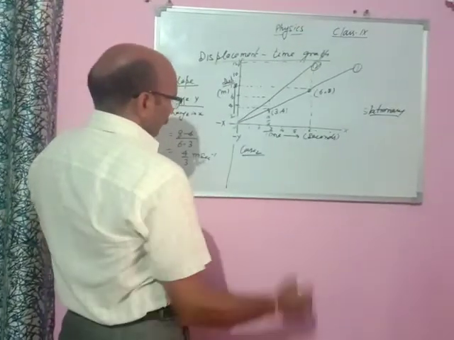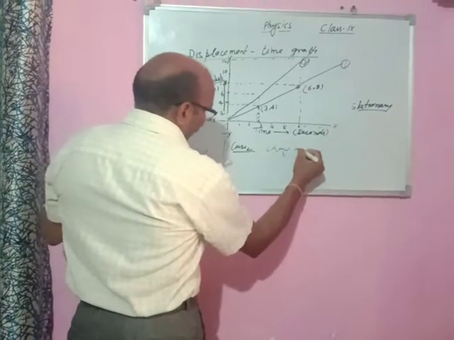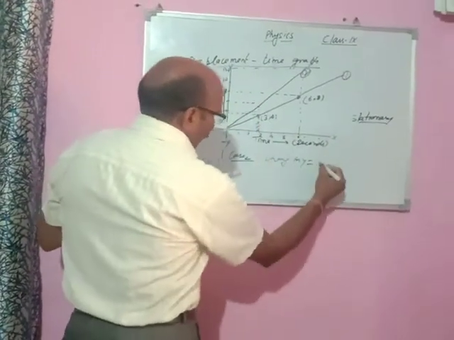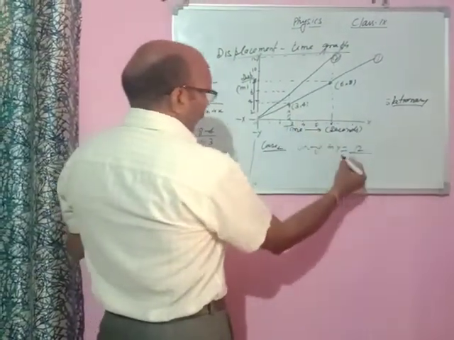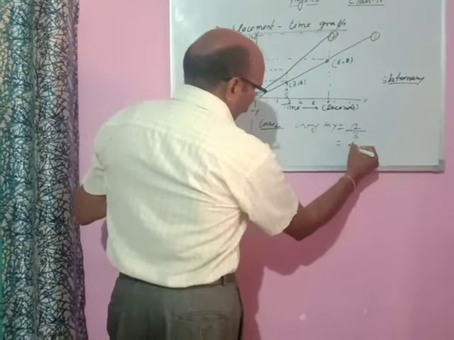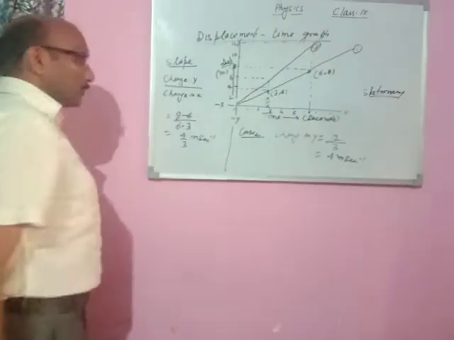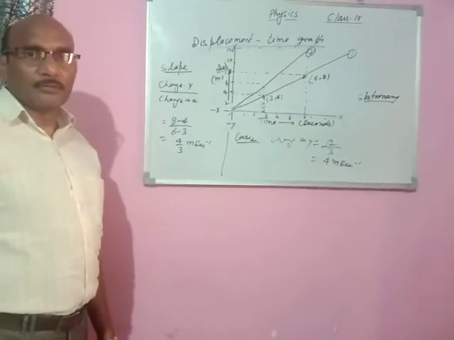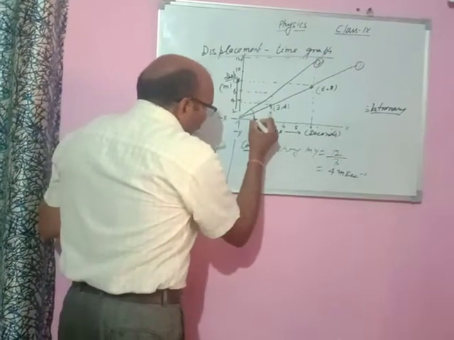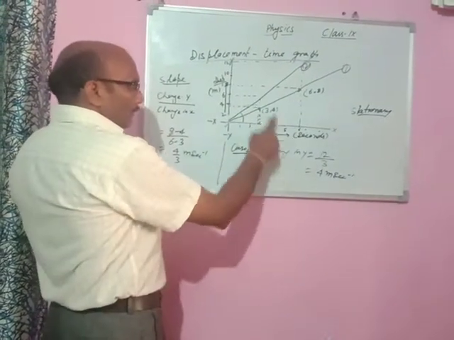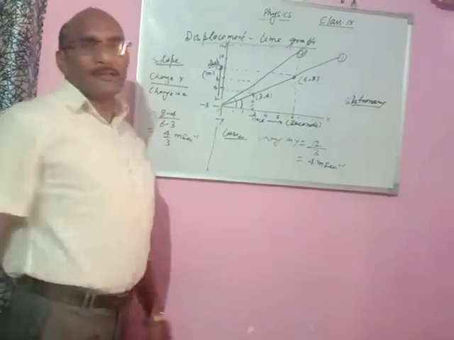Case 2: change in y equal to 12 upon change in x, again only 3, equal to 4 meter second minus 1. This is only 4 upon 3 meter second minus 1. It means that if this angle is more, then the velocity will be more. If the angle is less, then the velocity will be less.